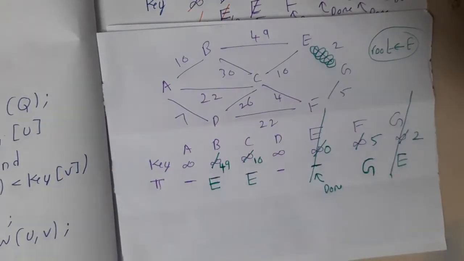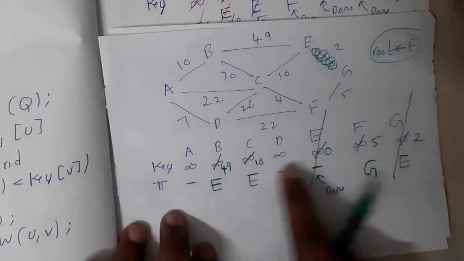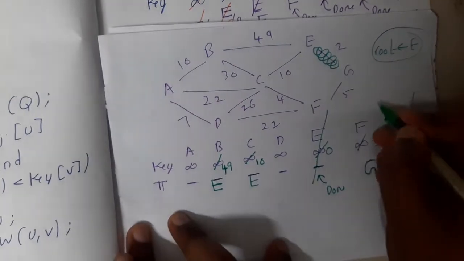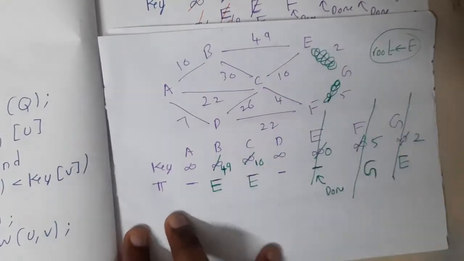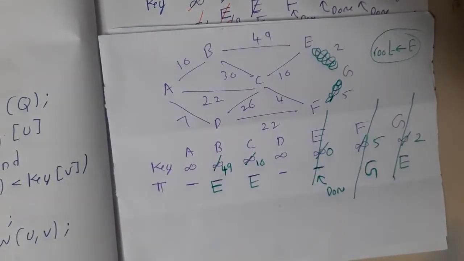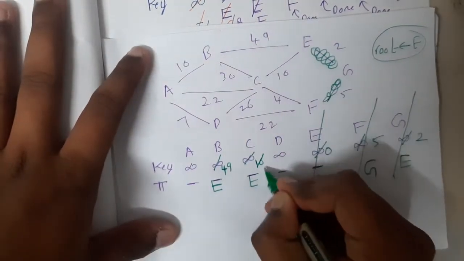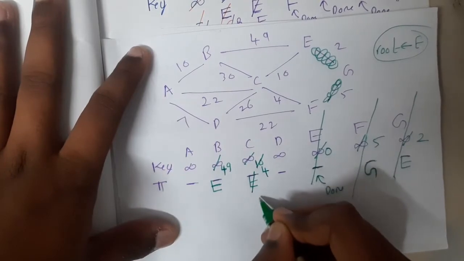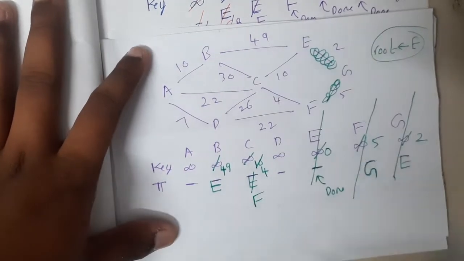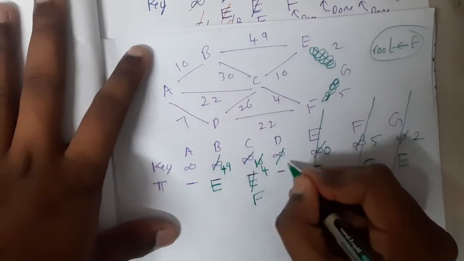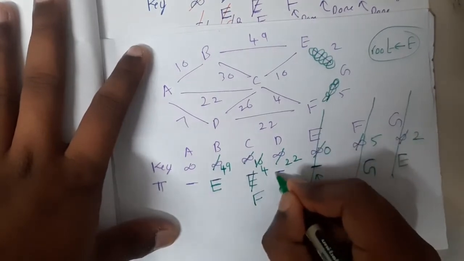Yes. Okay, so now among 49, 10 and 5, which is minimum? 5 is minimum. So finalize this, strike it off, that particular path. Okay, so now from F, which paths can you go? To C you can go at a cost of 4. So this will update to 4 and here let us update the cost, the path with F. Similarly for D you can go at a cost of 22 and the parent is F.